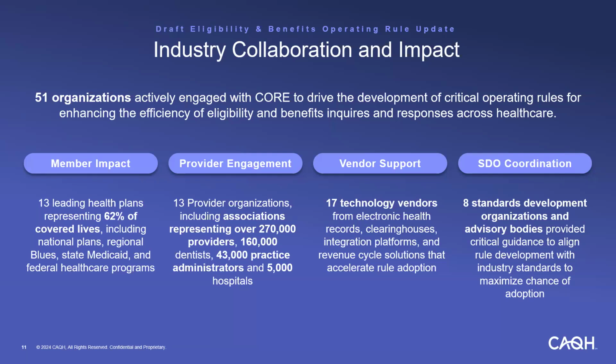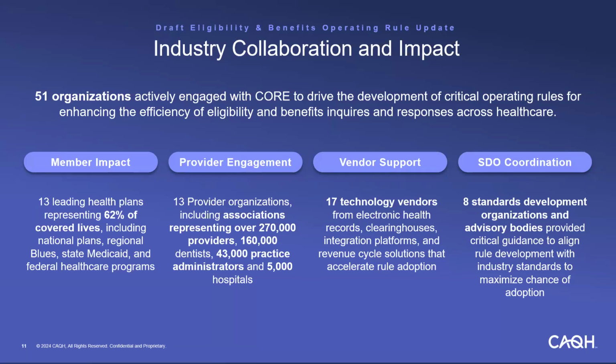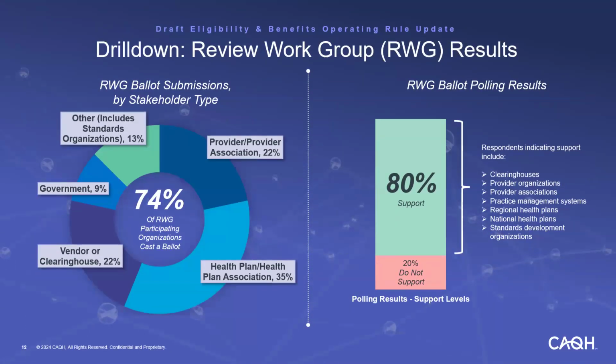Turning the page here to slide 12, we're going to look at stakeholder engagement with the review work group and polling results as well. These are updates driven by the organizations that I just outlined. On the left side of the screen, we have the breakdown of review work group ballot submissions by stakeholder type. Folks should generally be familiar with this standard organization. We have providers, health plans, vendors, clearinghouses, and so on and so forth, and notably a good representation from each stakeholder type.